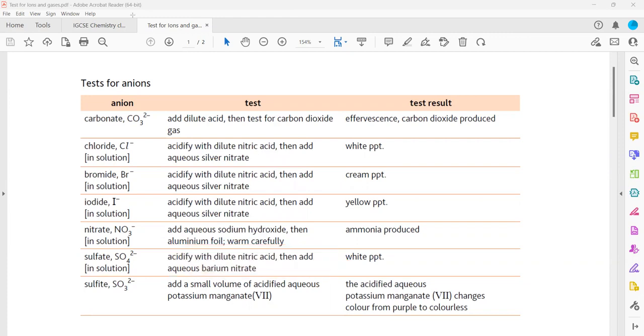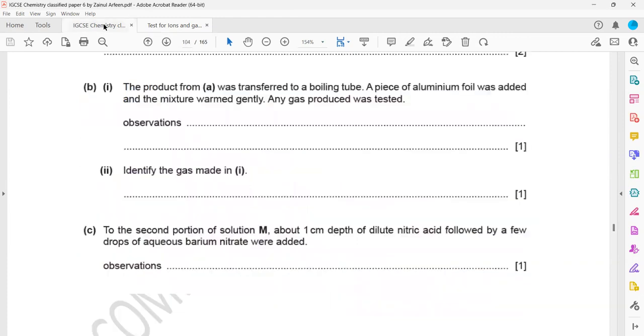So as a result, what will we observe? There will be no change. Why is there no change? Because this is a test for sulfate ion. Because the salt is not a sulfate salt, it does not give a positive result. No change, no visible change.